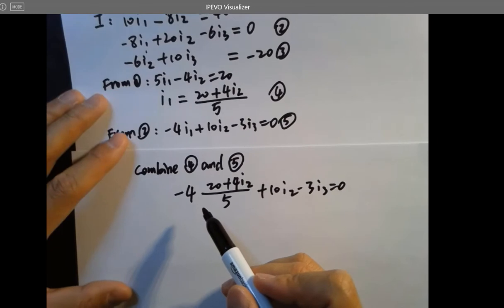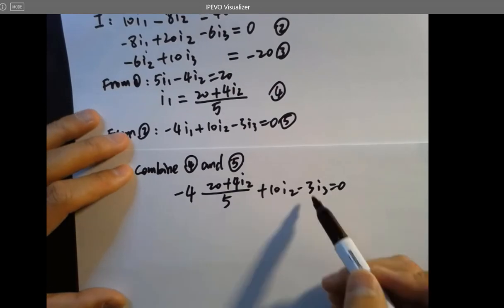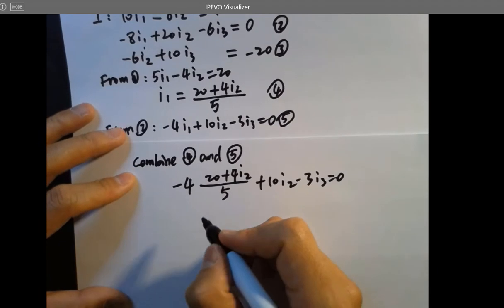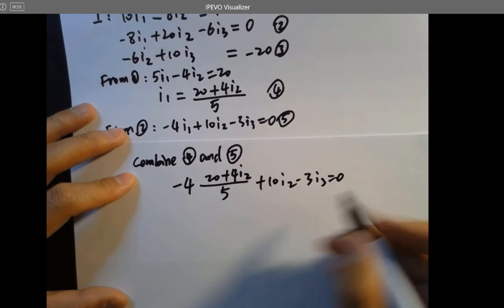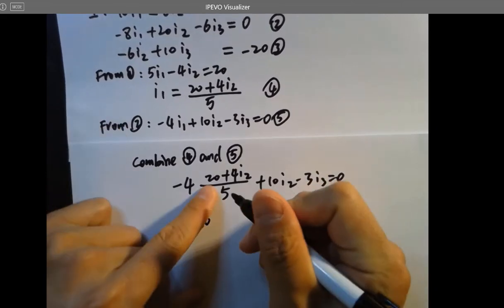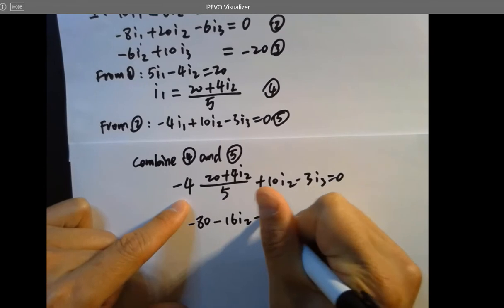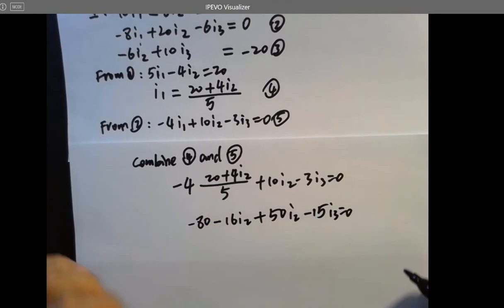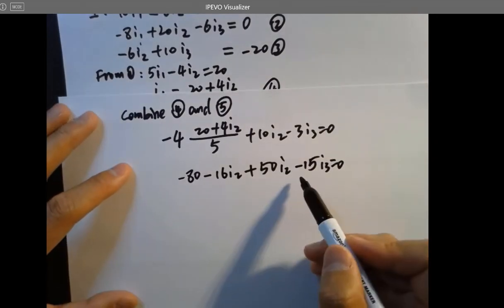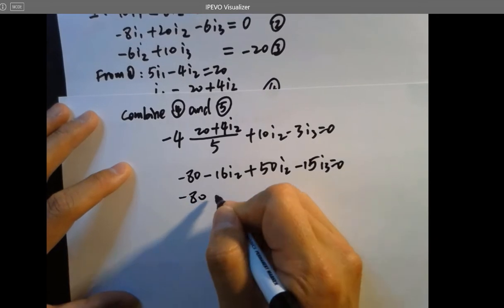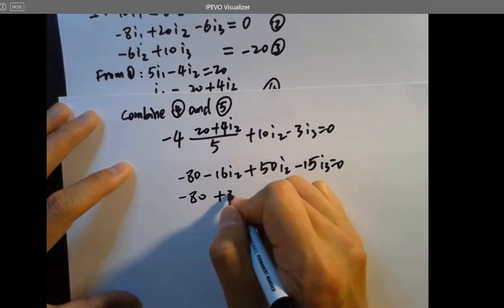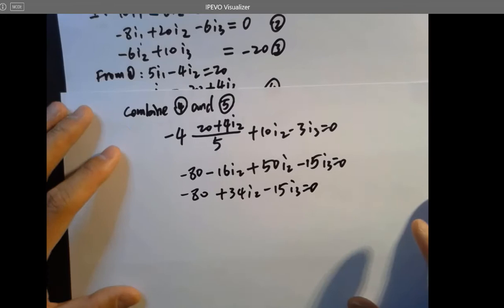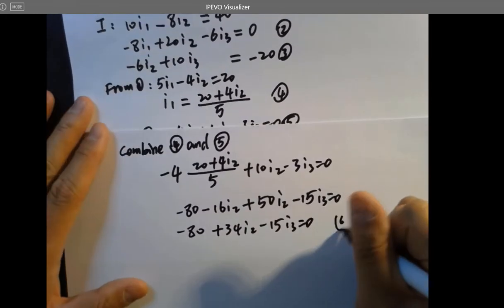So this one is giving you, it's a lot of numbers over here, but let's try to get it. So if we times 5 on both sides, we're getting minus 80 minus 16I2 plus 50I2 minus 15I3 equals 0. And then minus 80 plus 34I2 minus 15I3 equals 0. Okay, so let's label this as number 6.